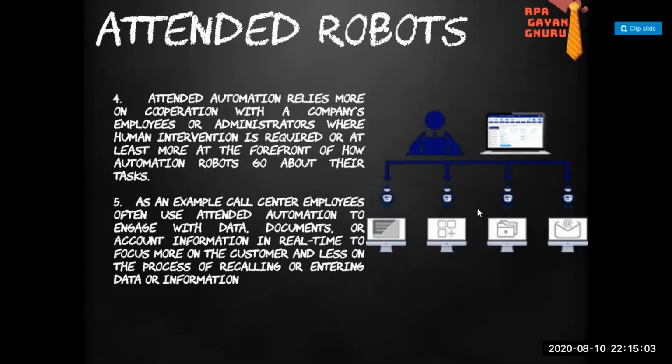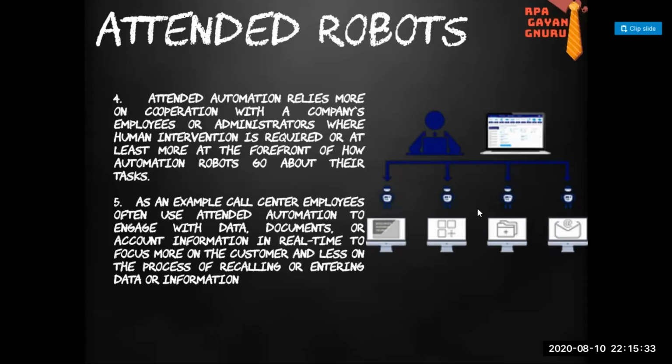Okay. Now, attended automation relies more on cooperation with companies, employees, or administrators, where human intervention is required, or at least more at the forefront of how automation robots go about their tasks. As an example, think of a call center employee who often uses attended automation to engage with data, documents, or account information in real time, to focus more on customers and less on the process of recalling data or information.